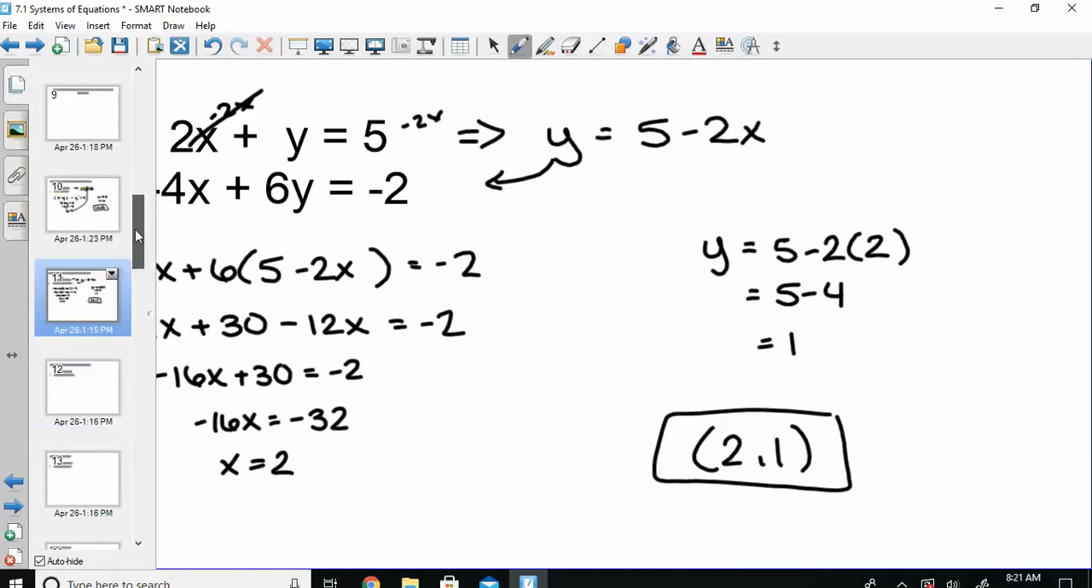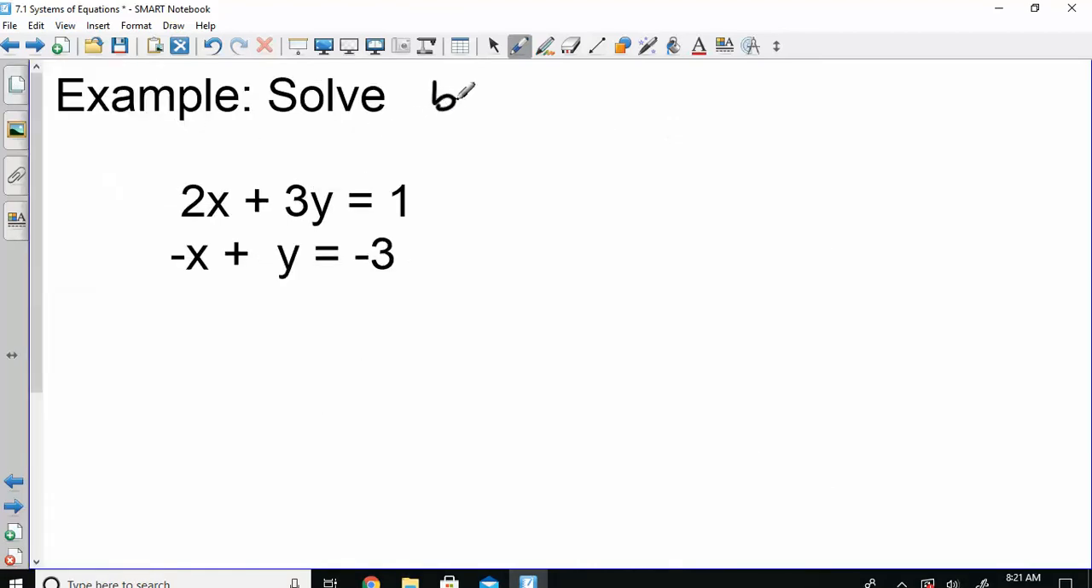So the second option for solving these is elimination. Let's do one by elimination. Do you guys remember how elimination works? The idea is we want to be able to add these equations together and eliminate a variable. We do that by making their coefficients opposites. So we have to pick, do we want to eliminate x or y?